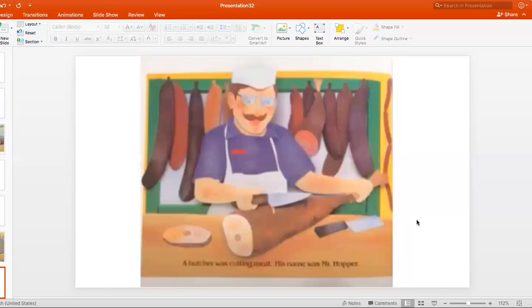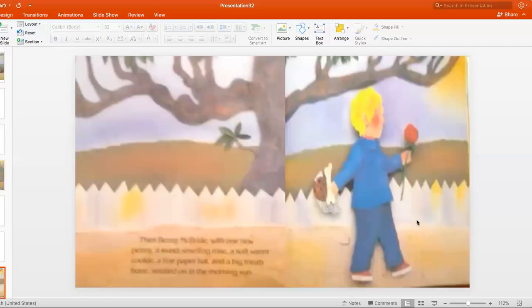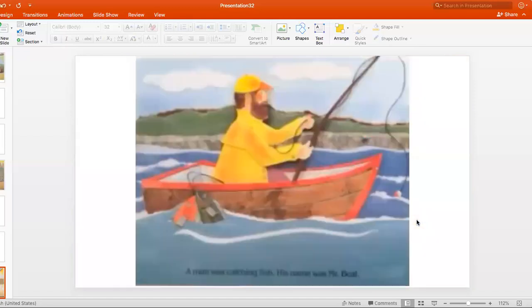A butcher was cutting meat. His name was Mr. Hopper. Will you sell me a bone? asked Benny. Will you sell me a bone for a penny? You're quite a shopper, said Mr. Hopper. Then Benny McBride, with 1 new penny, a sweet-smelling rose, a soft, warm cookie, a fine paper hat, and a big, meaty bone, strolled on in the morning sun.